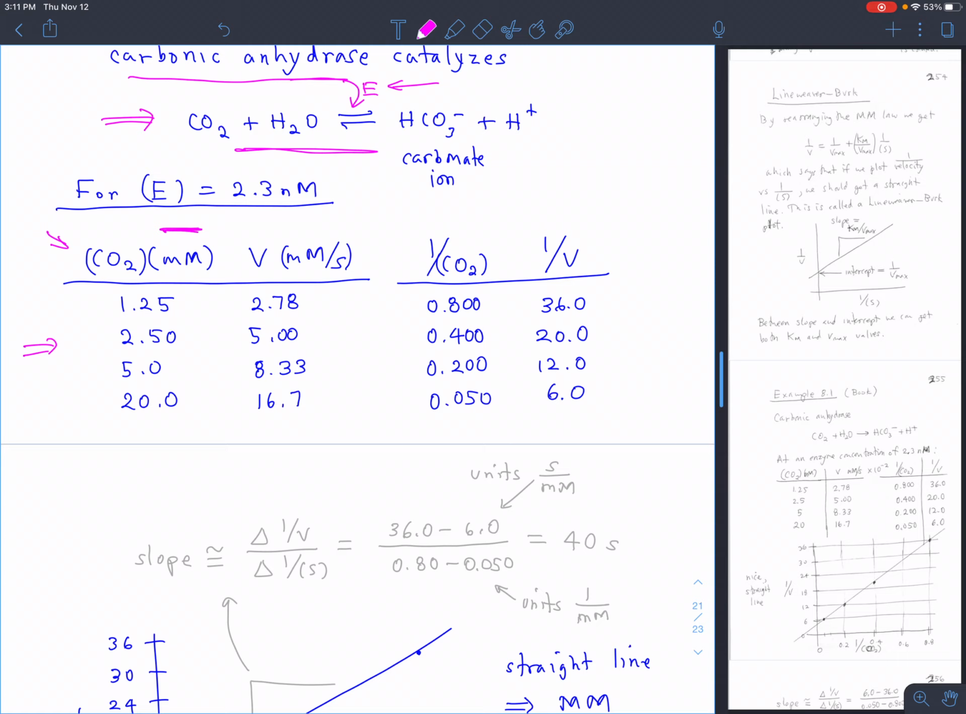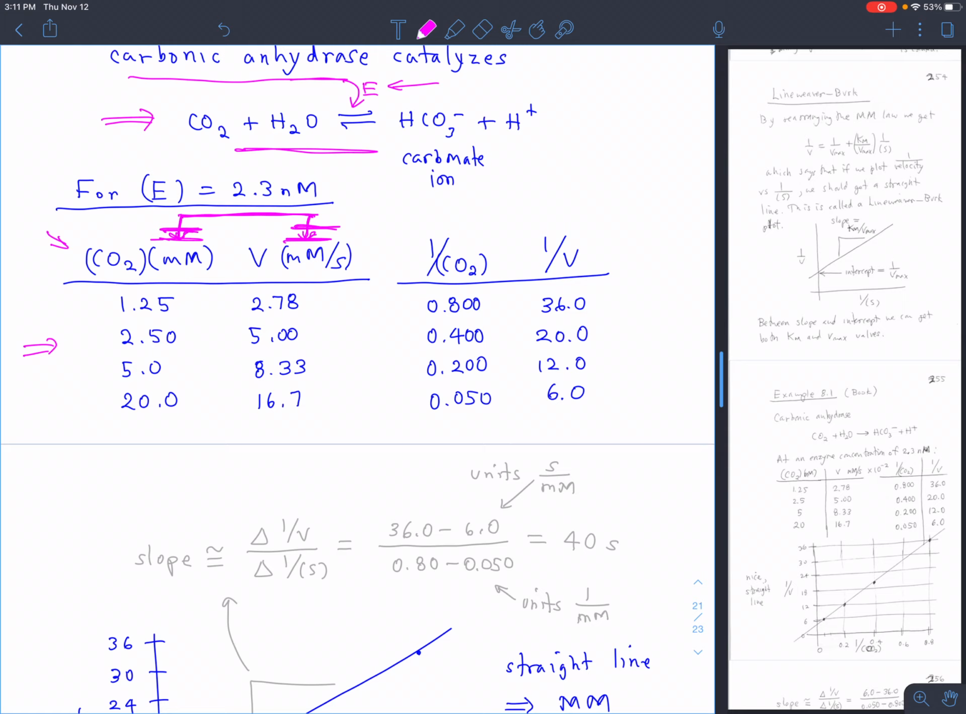Not a pressure of CO2, but a millimolar concentration of dissolved CO2. We also collect velocity, and notice the units in millimolar per second. It's convenient to have the same concentration units in both columns here, but it doesn't have to be. In real life, you're likely to encounter situations where the units aren't quite so nice between these two, but in this case I've made them compatible.